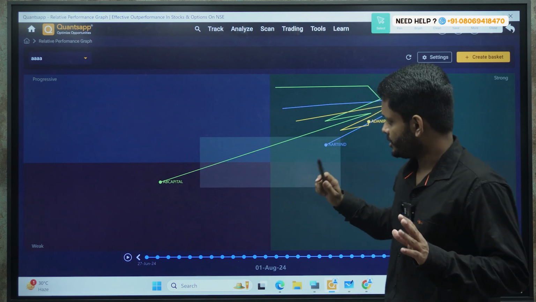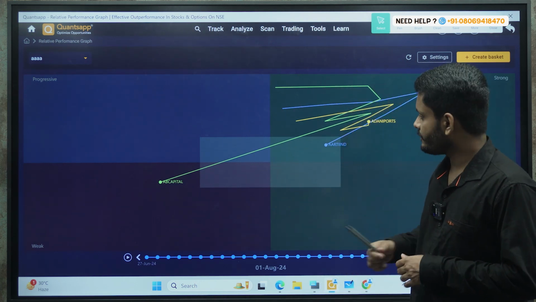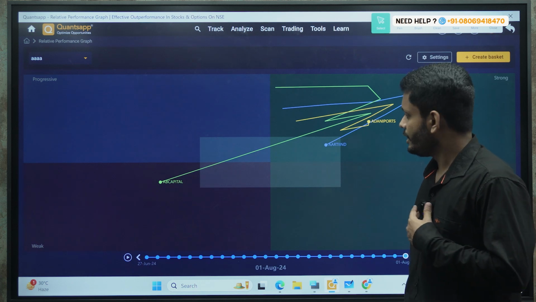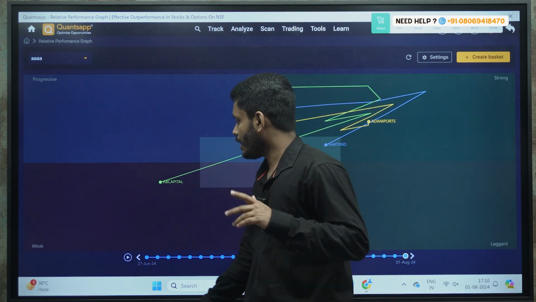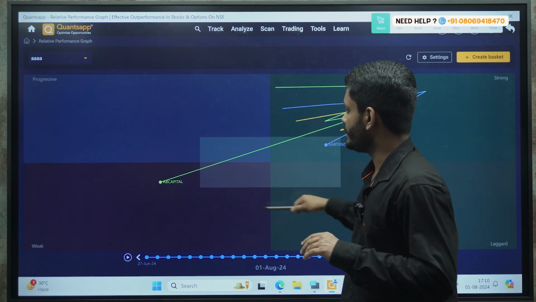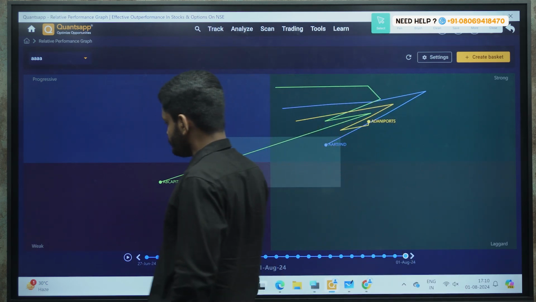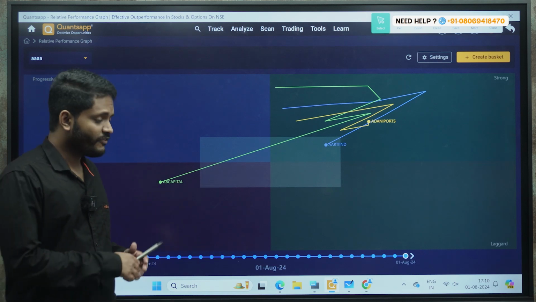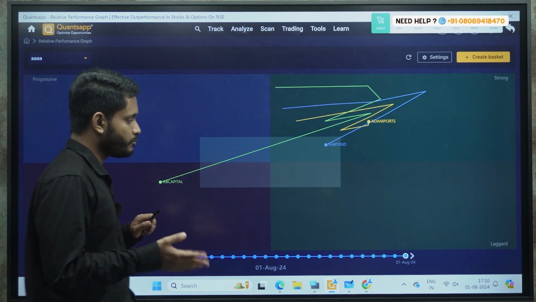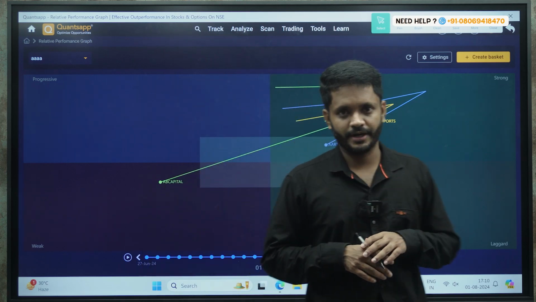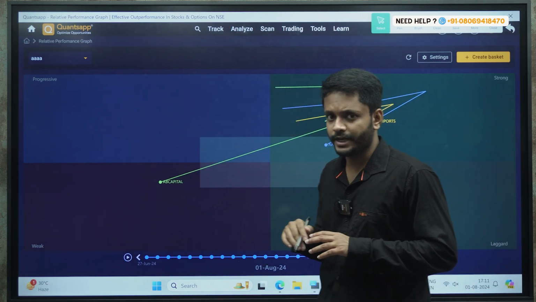So what is RPG? See, in the middle there is a box which is the neutral zone. Whenever the stock is placed in the neutral zone, we are not supposed to initiate any trade, be it bullish or bearish. Now if you see, there are 4 quadrants over here: weak, progressive, strong and laggard, correct? Whenever a stock moves from weak to progressive, we are supposed to initiate a bullish trade. The condition for initiating a bullish trade is that the stock should move from weak to progressive.